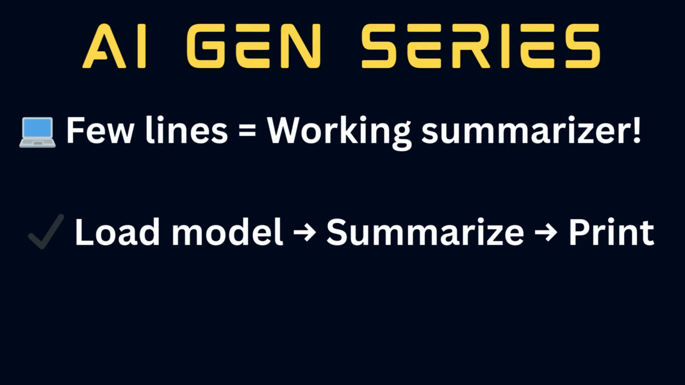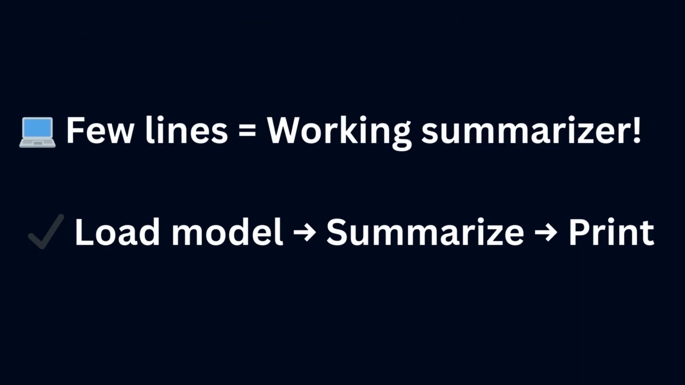Okay, now you see here, a few lines equal a working summarizer. Load model, summarize, print. Here is the Python code. We will import the summarization pipeline, feed in text and print the summary, just a few lines and it's done. Like that, the code will generate the output. Let us move on to the demonstration right now.